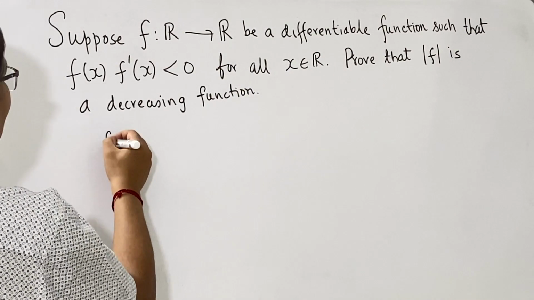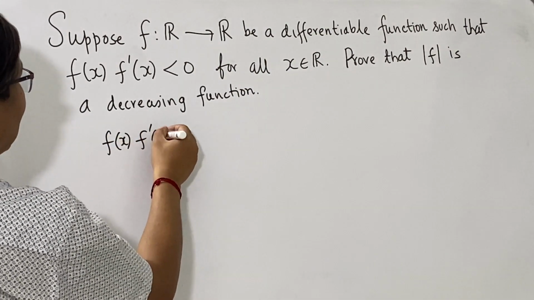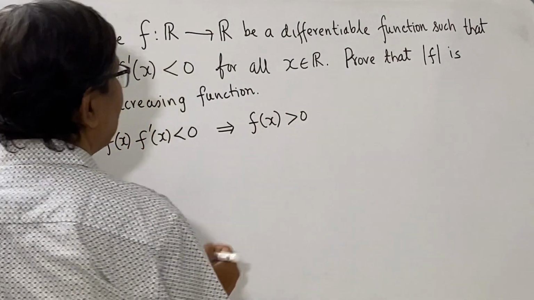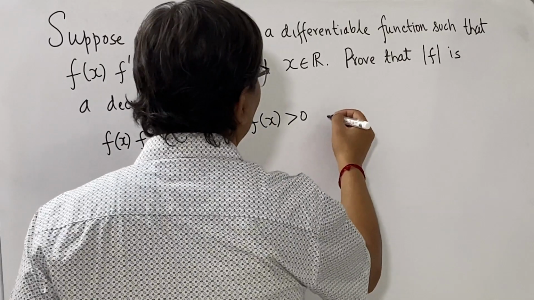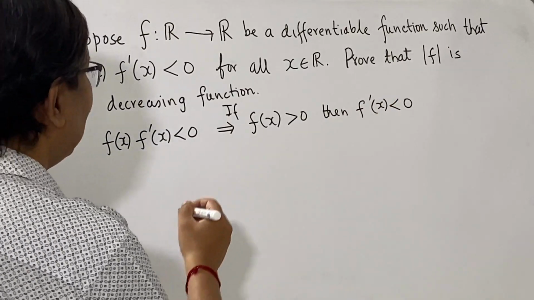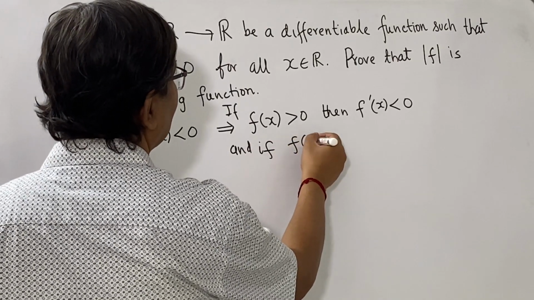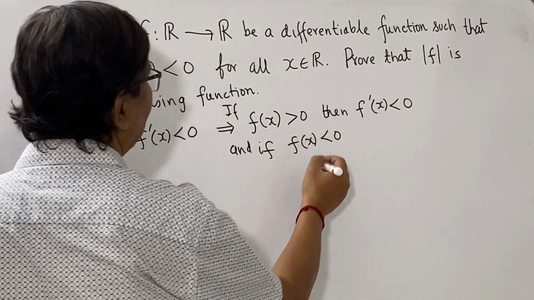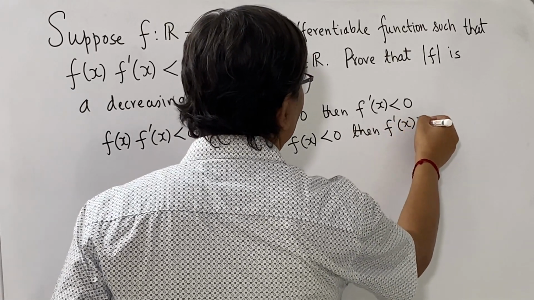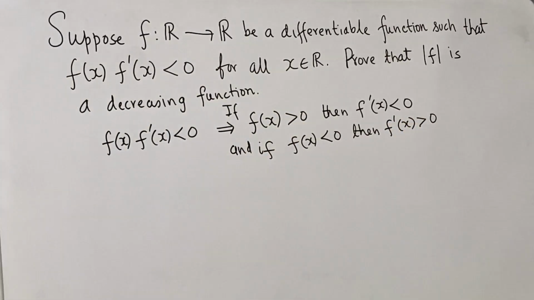Now note that f(x) times f'(x) less than 0 means that if f(x) is greater than 0, then f'(x) is less than 0. And if f(x) is less than 0, then f'(x) is greater than 0. So f and f' are of opposite signs.